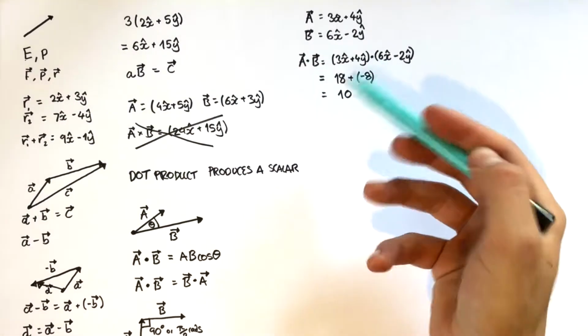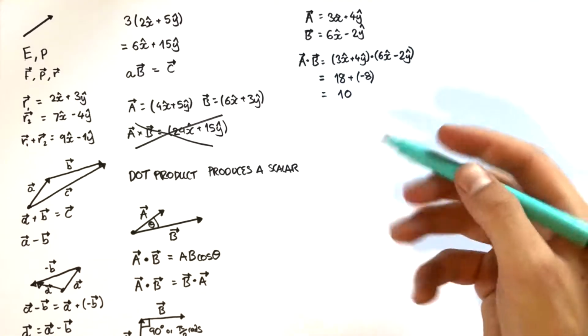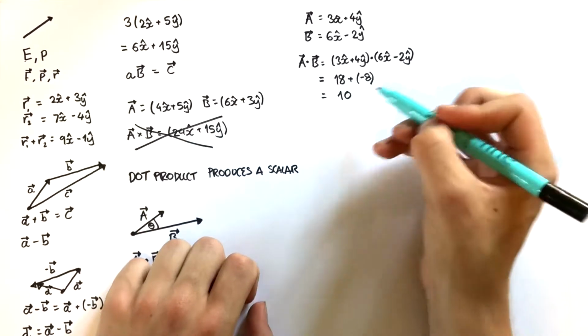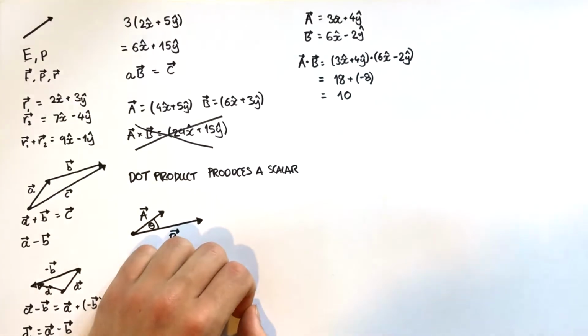And so you can see that the result is just a number, it's just a scalar. All the vector stuff has gone. And so that is how to calculate the dot product.